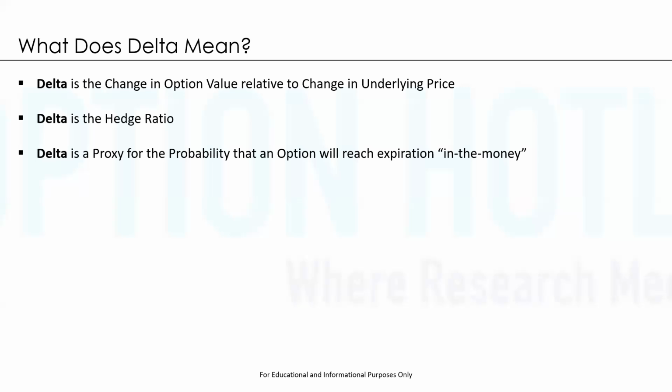Do you want to be that guy that hits home runs, or do you want to be the guy that hits high average, lots of singles? That's something for each of you to determine for yourself. But the proxy for the probability that option will expire in the money is a really good tool for that. If I prefer to trade for high probability, then I want to trade higher delta.